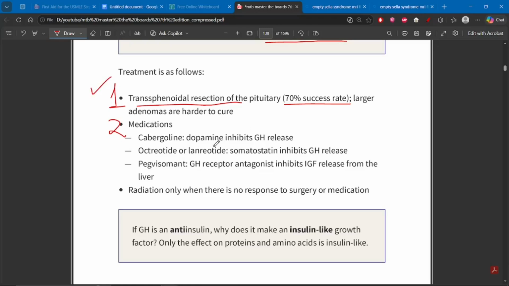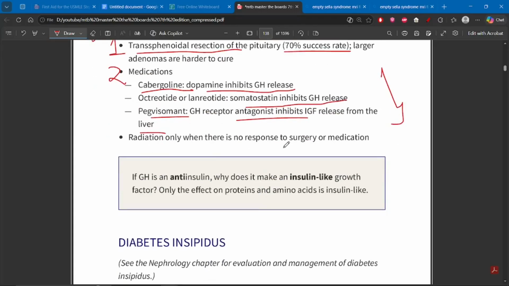The medications are cabergoline, a dopamine agonist that inhibits growth hormone release; octreotide or lanreotide, somatostatin analogs that inhibit growth hormone release; and pegvisomant, which is basically a growth hormone receptor antagonist that inhibits IGF-1 release from the liver. So you have to remember all of these three, very important. Cabergoline is the first medication that is given, but medications themselves are the second part of your treatment. First is the resection. And radiation is only done when there is no response to surgery or medication.